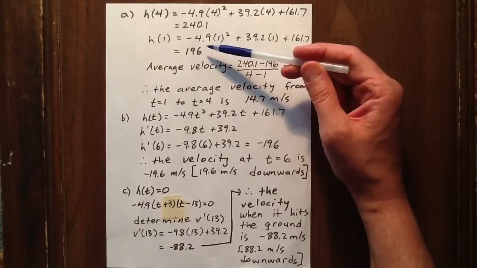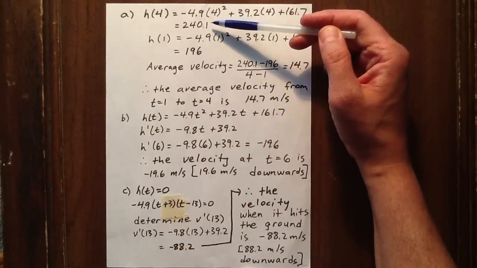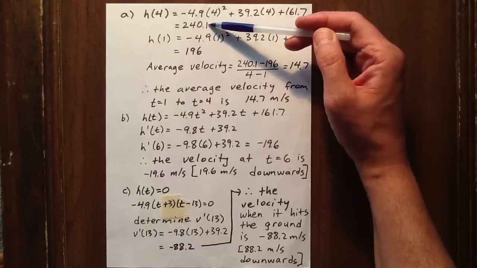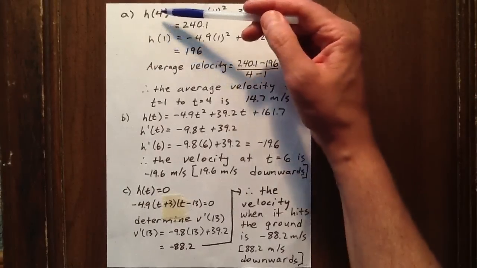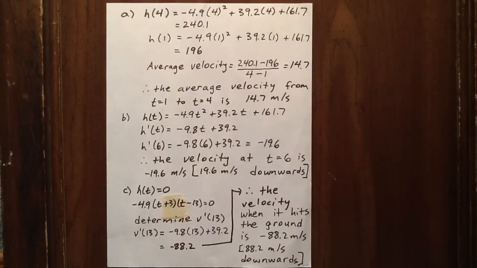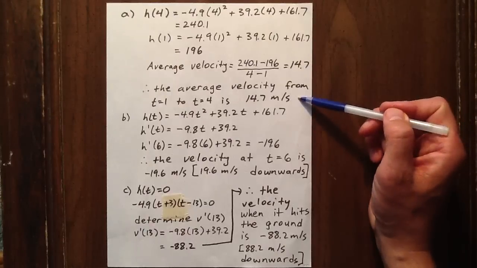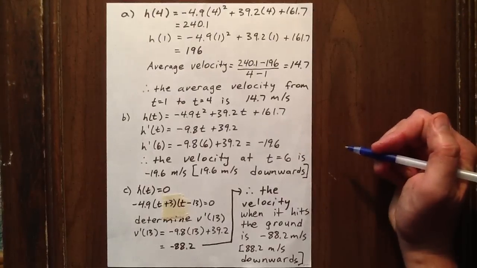Well, using some grade 9 basic linear concepts, we see that the average velocity, in other words, the average rate of change, is y2 minus y1 over x2 minus x1, which is 14.7. So the average velocity from t equals 1 to t equals 4 is 14.7 meters per second. And in this context, the implication is that that's in an upward direction.